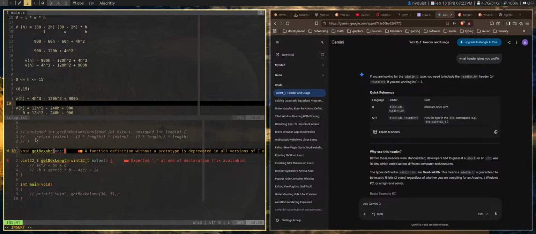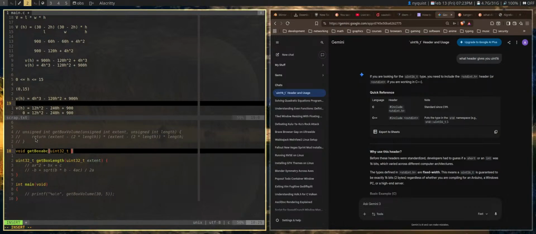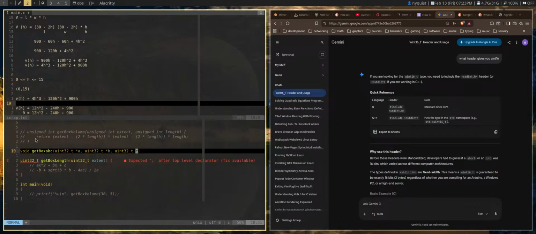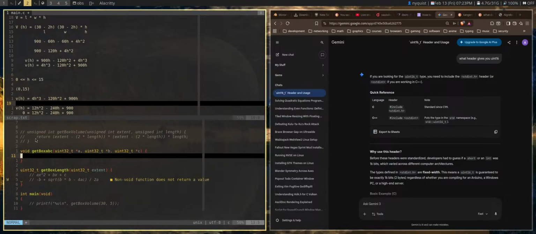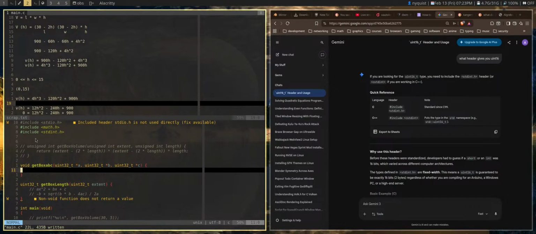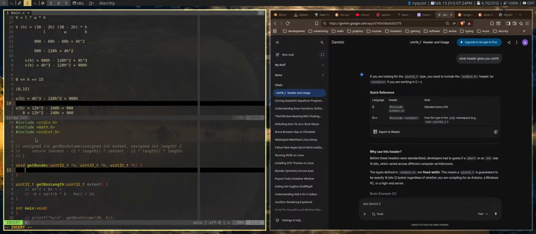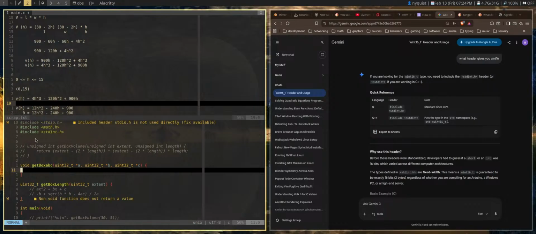Oh, it's because of this. That's why it's complaining. Uint32 type A, uint32 type B, uint32 type C. So it's going to give us our A, B, and C. It's going to return those values. How are we going to solve for A, B, and C? That is a very good question. We can do something similar to what we did up here, because we already know.